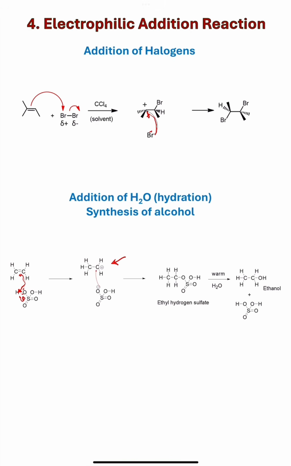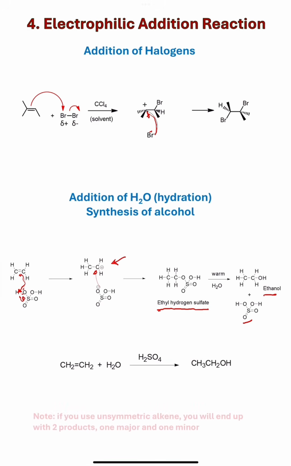Then the oxygen on the hydrogen sulfate ion will attack the carbon with the positive charge. That will give you an intermediate that is called ethyl hydrogen sulfate. The ethyl hydrogen sulfate, if you warm it with water, will hydrolyze to give you ethanol and sulfuric acid. This is the overall reaction mechanism, or the overall reaction for this one.